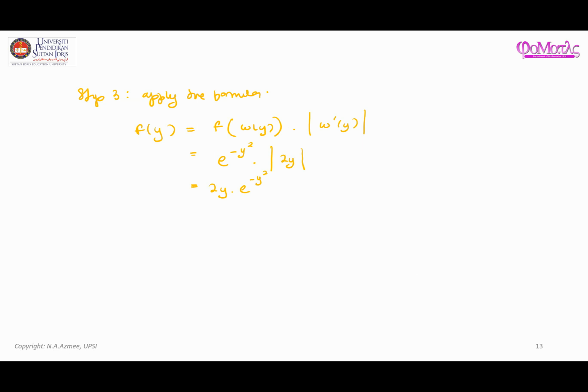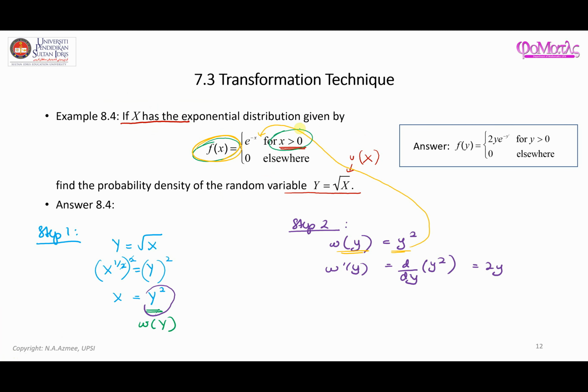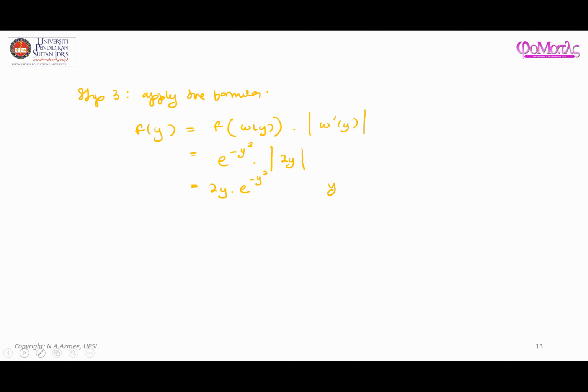Okay, and we need to know what values y can take. So here is the PDF of random variable y, and y can take what values? In order to know what values y can take, we have to refer to this part here, the values that x can take. You can see that x can take values greater than 0. So x is greater than 0.